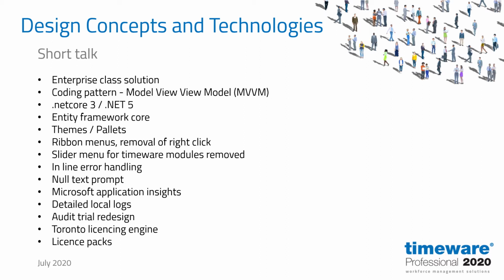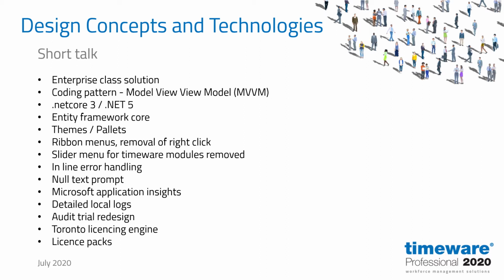So we've got a number of points we want to cover, and the first one we've got is an enterprise class solution, and we could pick up on that. That's what we're aiming for, to have a product that will be scalable. So I think one of the notes we said earlier is that this new coding pattern is designed to enable many programmers to work on the application simultaneously, isn't it?